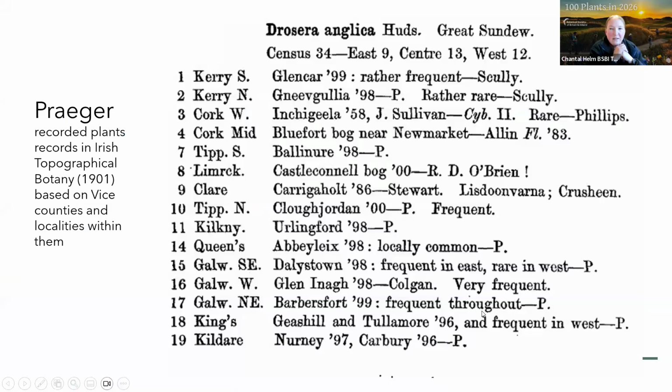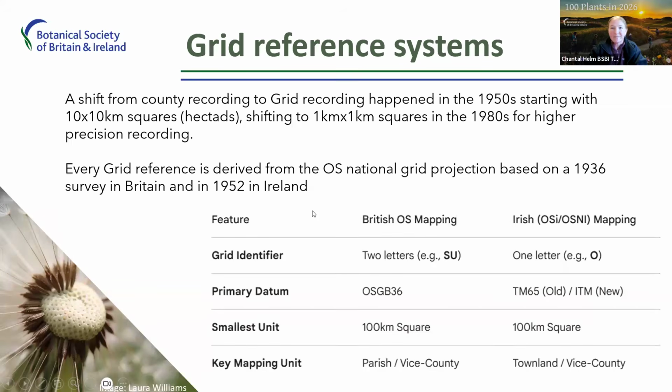So here's just some information or examples of records that were published in the Irish Topographical Botany using the Vice County system. And this was published in 1901. And you can see some of these records with the place names, the counties over here, and then some information about the species. This is Drosera anglica, which is a sundew, great sundew, and this is just information about the locations and distribution of that plant across the different counties. So that's how recording happened back then.